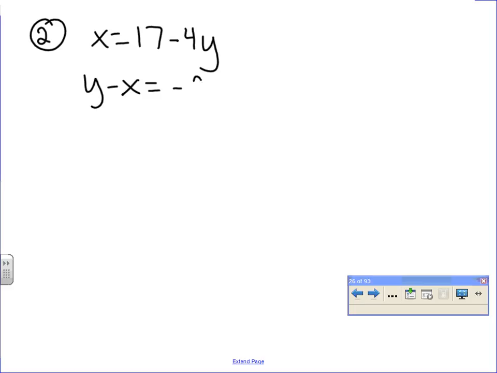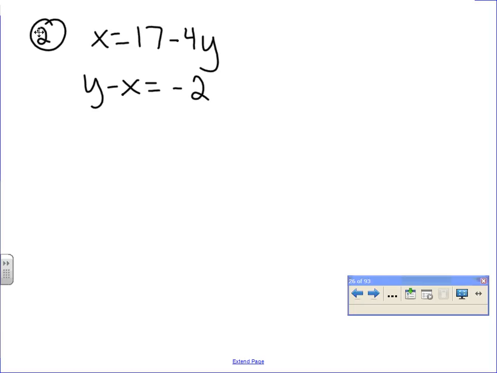Okay, number 2. X equals 17 minus 4y. And then the second equation is y minus x equals negative 2. Y minus x equals negative 2. This one's a little tricky.